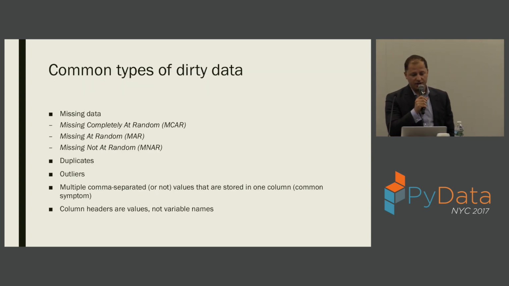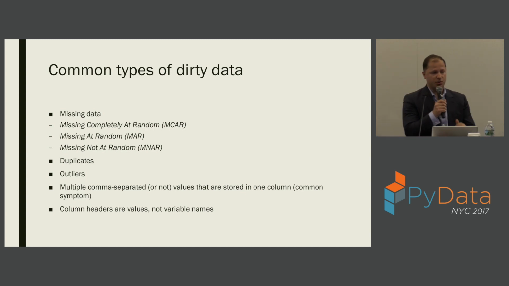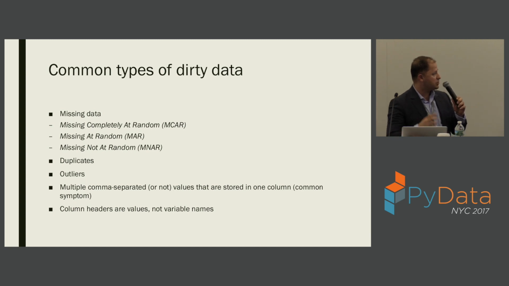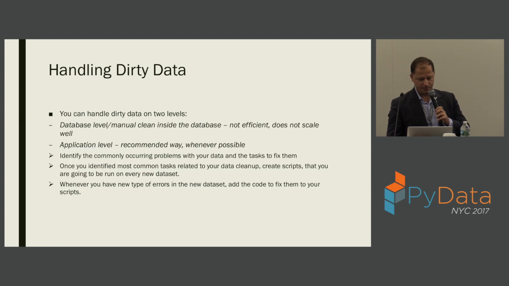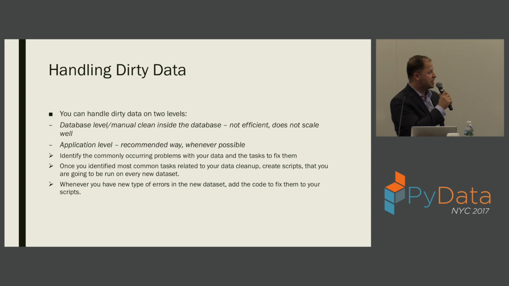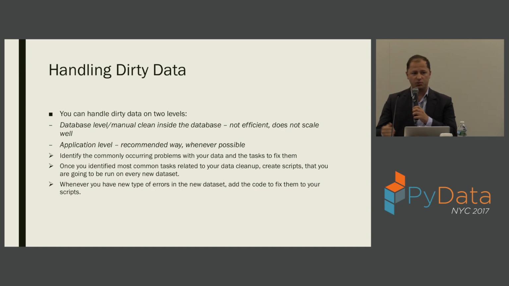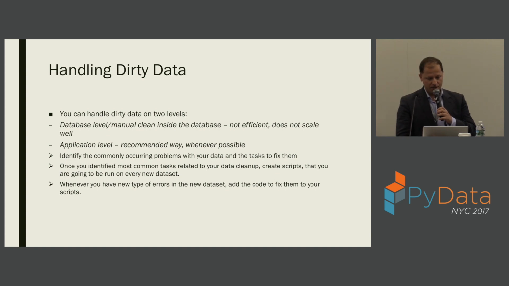Some of the common types of dirty data are missing data, duplicates, outliers, multiple values, comma separated or not, crunched into the same cell, and column headers as values, not variable names. There are a couple of ways of handling dirty data. One would be database level manual cleanup, which is non-scalable and inefficient. The other one is application level, the recommended way. Basically, you're trying to hack off the problems at their inception.